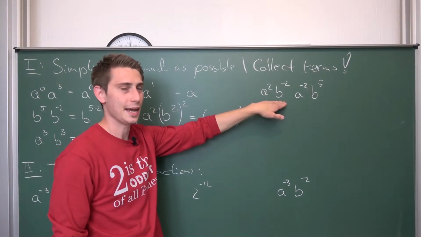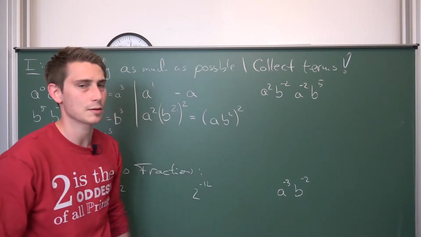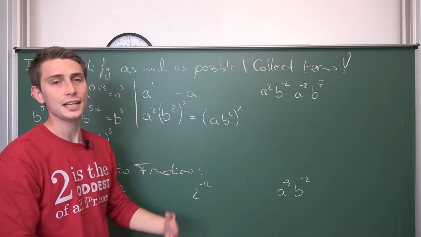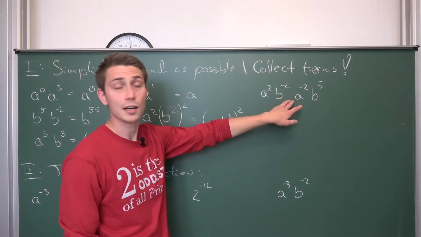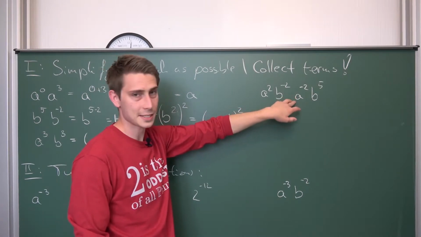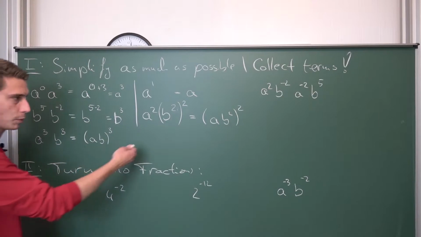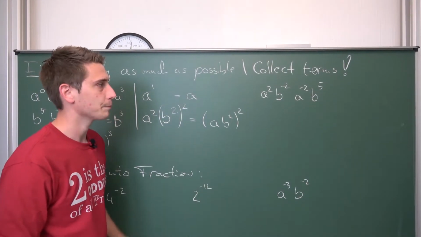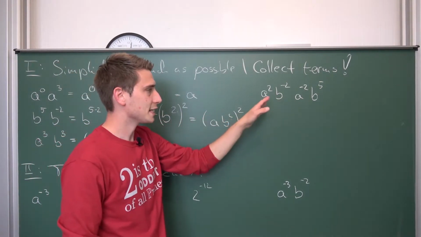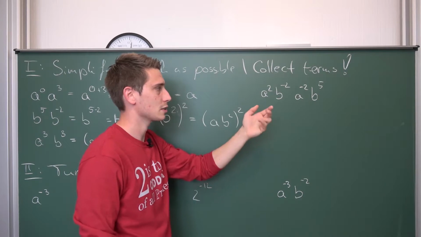And next up, a squared times b to the negative 2th power times a to the negative squared times b to the 5th power. There are a lot of ways you could approach something like this. I mean, here we have, right in the middle, different bases but same exponents, for example. Okay, we could use a rule we have applied before, 3 times thrice. But there's actually a better way.